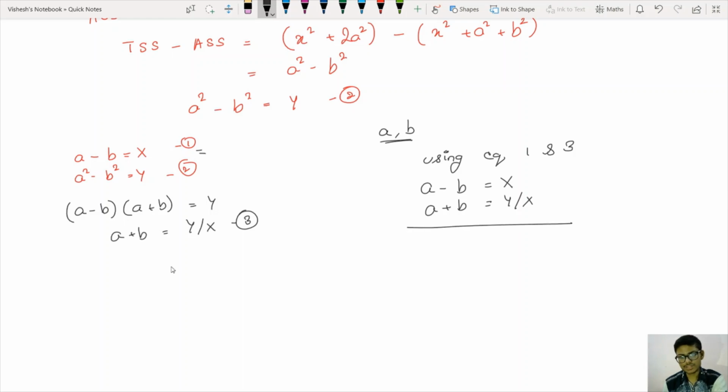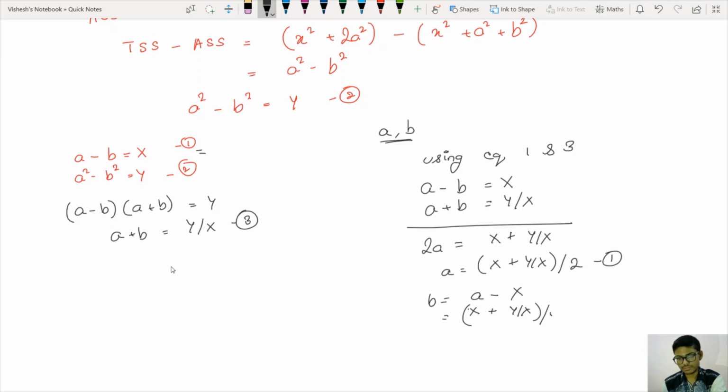On adding these two equations we find the value of a, which would be 2a equal to x plus y divided by x. So a would be x plus y by x, divided by 2, and similarly we can find the value of b also. So b would become a minus x by using equation 1. So basically the value of a is x plus y divided by x by 2 minus x, and on expanding these equations we can get the final result.